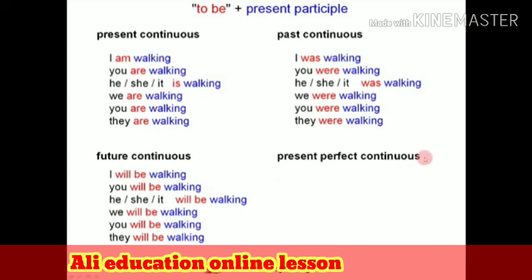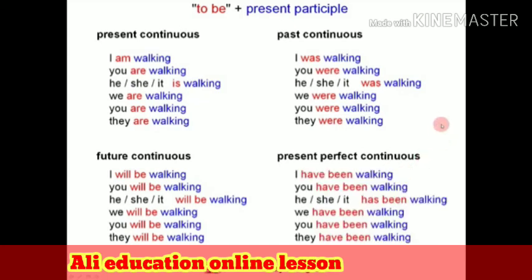And finally, the present perfect continuous. I have been walking, you have been walking, he, she, it has, with an S, been walking, we have been walking, you have been walking, and they have been walking. So, in red, this is the form of the verb to be, and this is the auxiliary verb, which is helping the main verb, walking. And together, they form the complete tense. Future continuous, present perfect continuous. Okay?